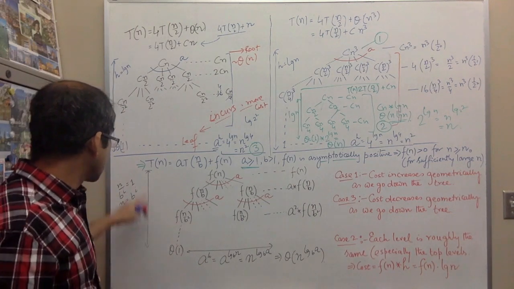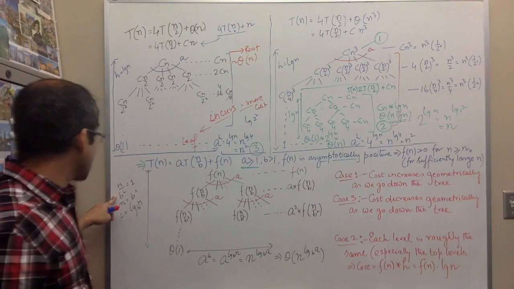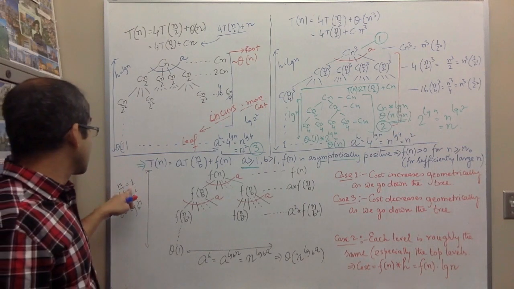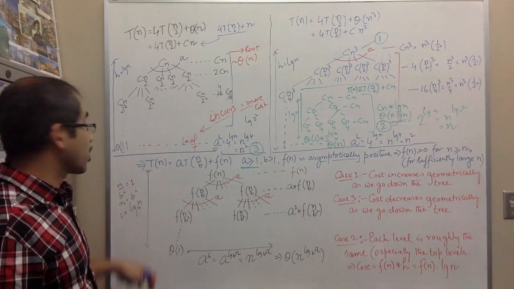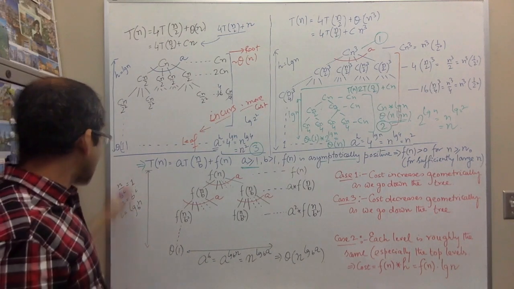What is the height of the tree? Suppose at n/b^i, this becomes 1. Then from here we can calculate that i is log n to the base b. So that is the height of the tree.